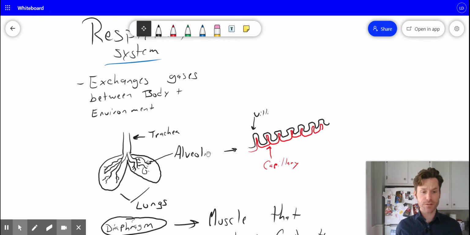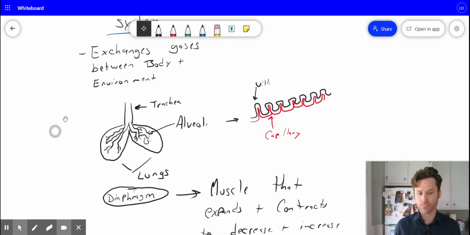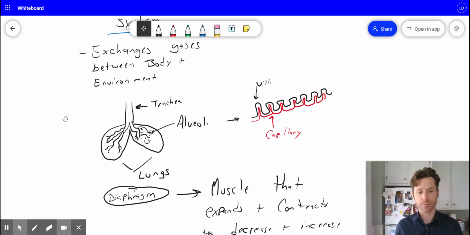So the respiratory system is pretty simple as well. Its job is to exchange gases between the environment around us and our body. Right? So we need to get the oxygen from the air into us, and we need to get the CO2 from our body back into the air. And that's what our respiratory system does. Right? And our human respiratory system is a mammalian respiratory system.